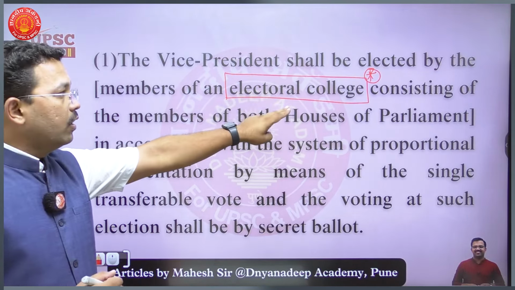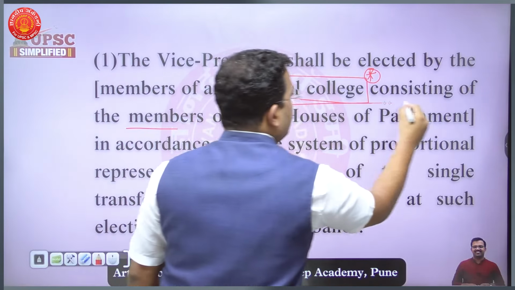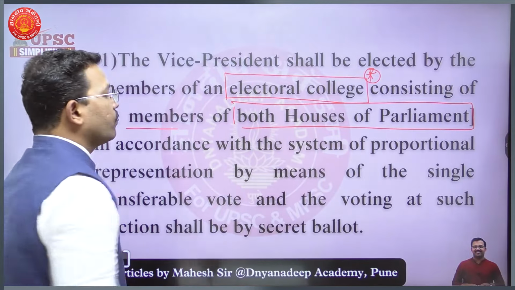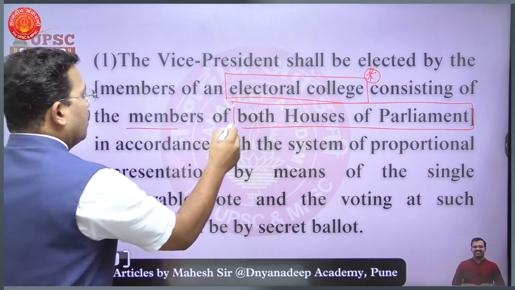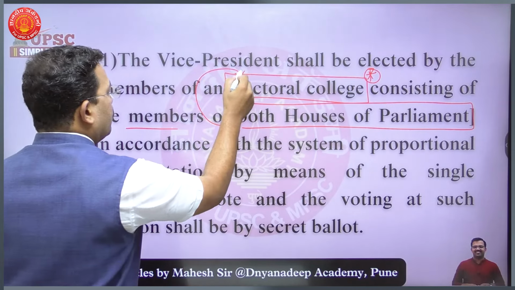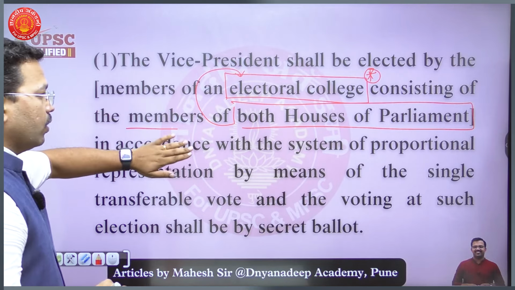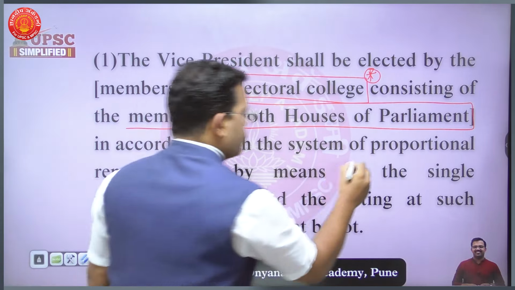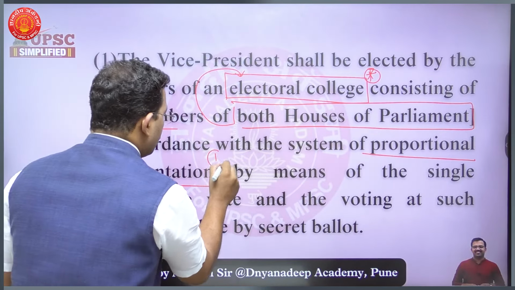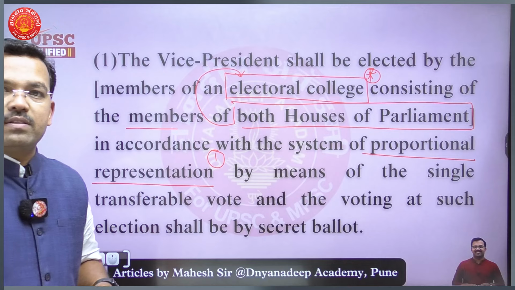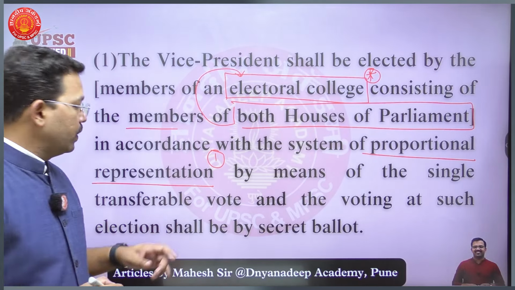Now this electoral college shall consist of members of both houses of Parliament. So the electoral college which is going to elect the Vice President of India will have members from both Lok Sabha as well as Rajya Sabha. Now this election shall be in accordance with the system of proportional representation. This is a very important thing. So the first point you have to remember is that the election of the Vice President of India shall be according to the system of proportional representation.